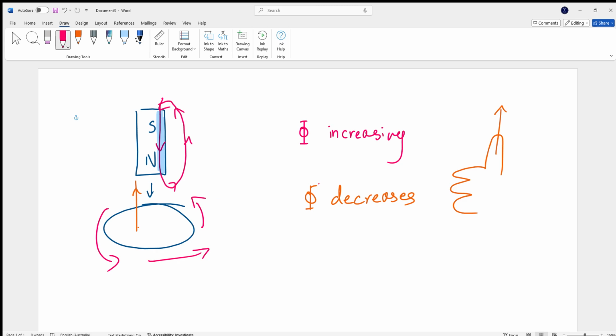Okay? So if you want a specific definition, I can write it here, if it allows me. So let's go Lenz's law. The induced current produces a magnetic field. We'll go through the loop.